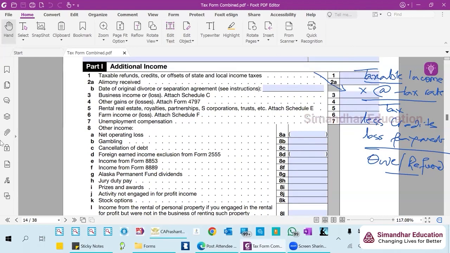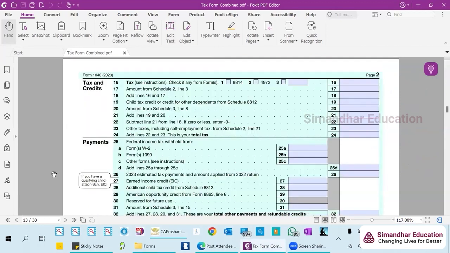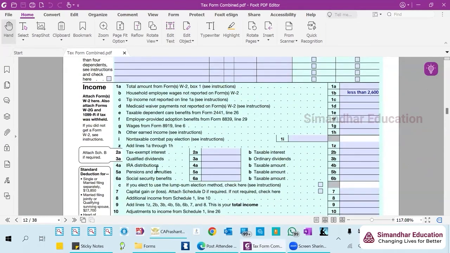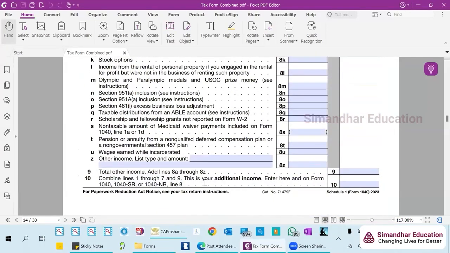When we are discussing different types of income, we'll talk about business income, rental real estate, unemployment compensation, NOL, jury duty pay. If I go to my 1040, is there any space to show all of those incomes? There is no space, right? But I have space on my schedule one. Now, if I scroll down, what is it saying? This is my additional income. So where should it go? This total of line 10.